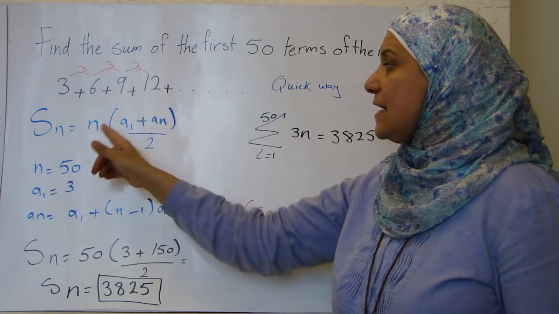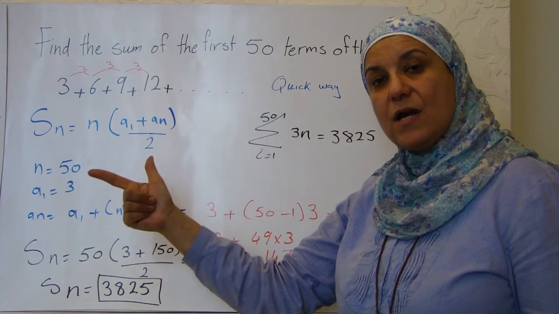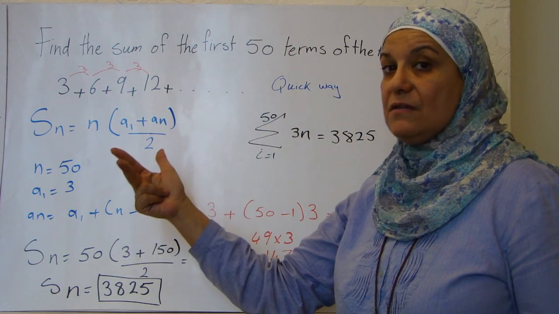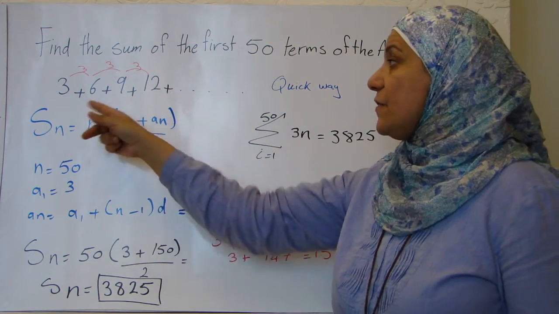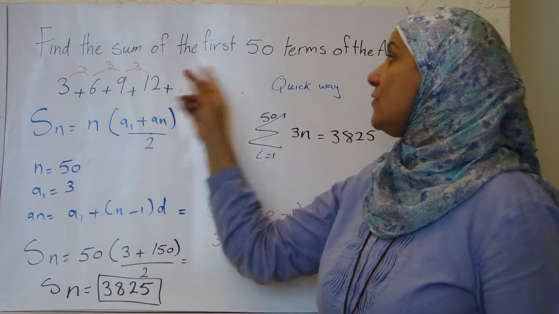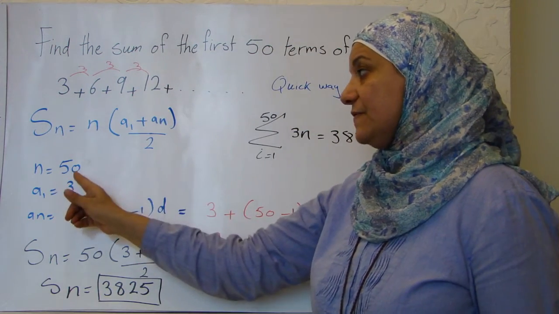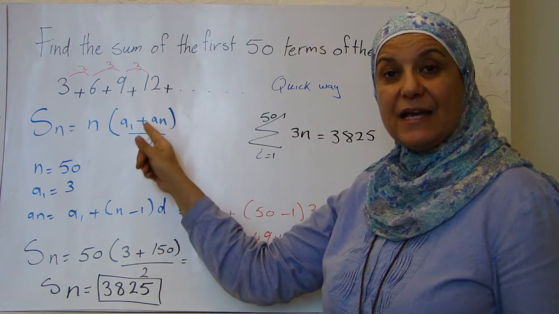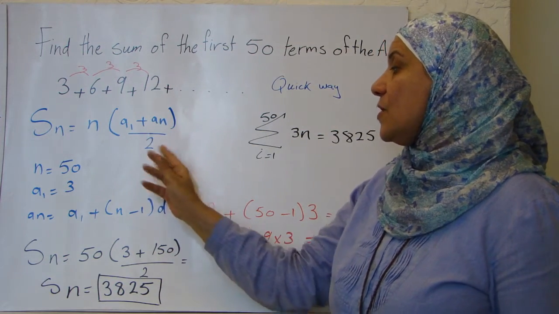What do I need here? I need n, a1, and an, which is the last term. For this sequence, I do have a1, which is 3. I do have the number of terms, n, which is 50. But I don't have an, the last term. So what am I going to do?